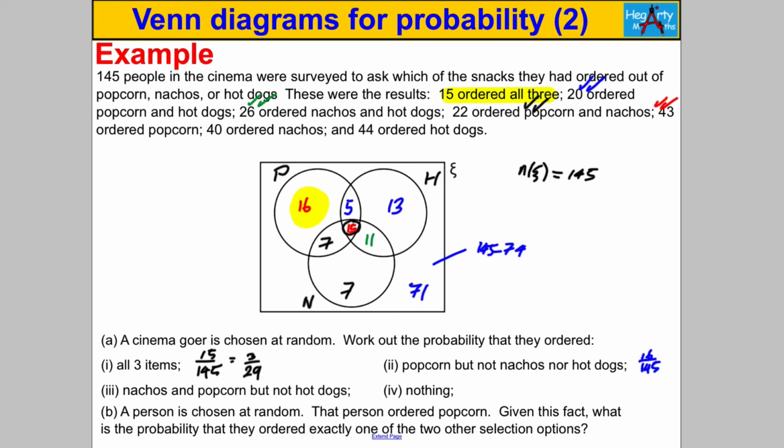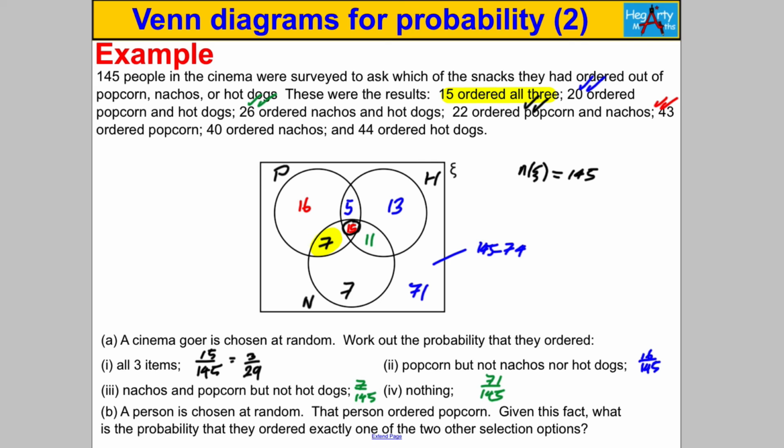Next, the probability they ordered nachos and popcorn but not hot dogs. So let's just think about that. The people that ordered nachos and popcorn but not hot dogs. So nachos and popcorns are these people here, but they can't have ordered hot dogs. So there's just 7 of them out of a total of 145. So 7 out of 145, like that. And the last one, the probability they ordered nothing. Well, that's clearly 71 out of 145, and we're done.